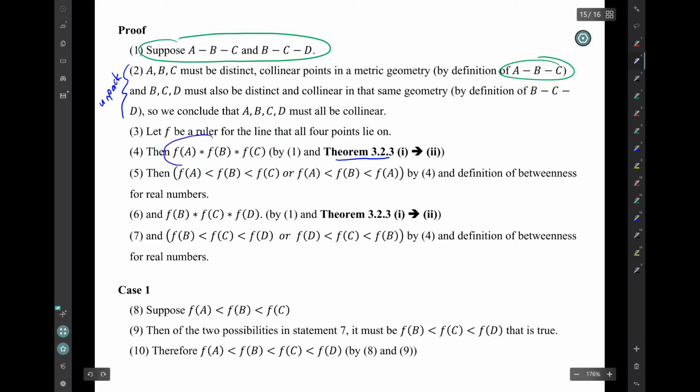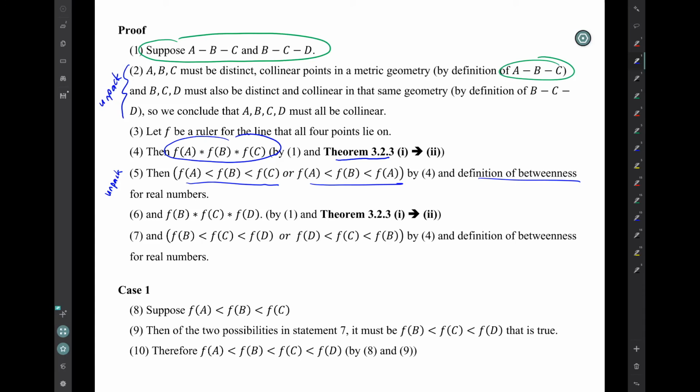Now look, the thing that we just introduced, this statement, f of b is between f of a and f of c, that's a defined term. So we have to unpack again. The only thing that you can do with a defined expression that you know is true is to unpack it and write what it really means. Well, this symbol means either this or this. That's by the definition of betweenness. So again, we're unpacking that definition of betweenness for real numbers.